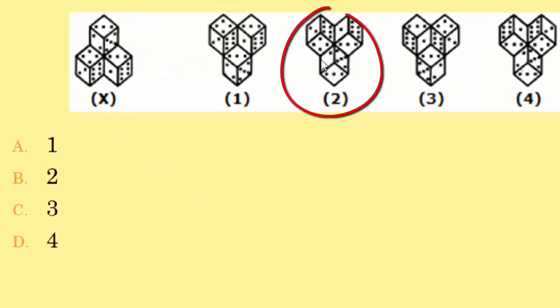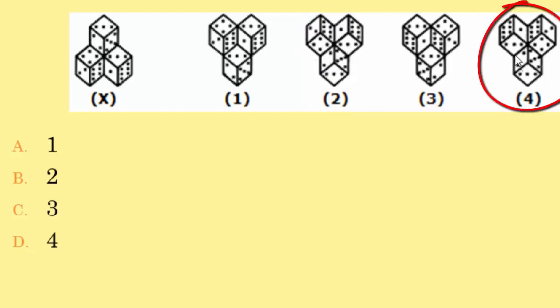In option 2, 4 is on the left and 3 is on the right. But in option 4, 3 is on the left and 4 is on the right. So the numbers have somehow become inverted, which cannot happen in a water image. In a water image, the image will be in the same direction.